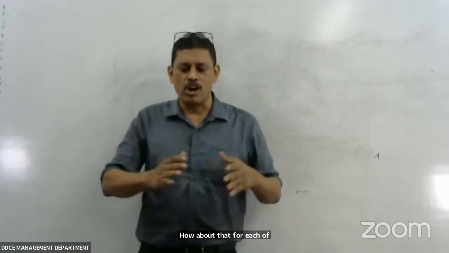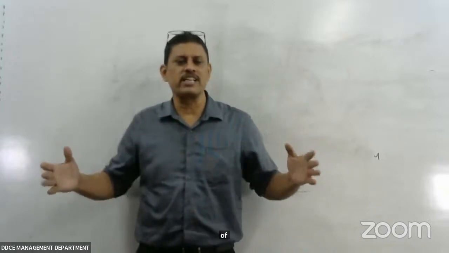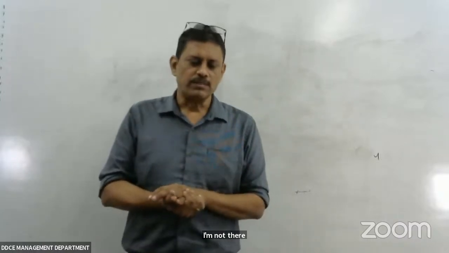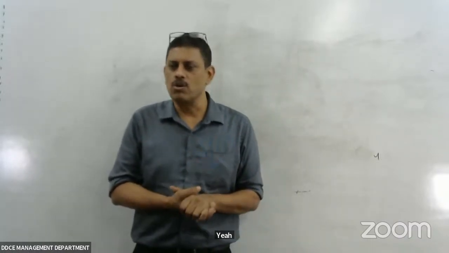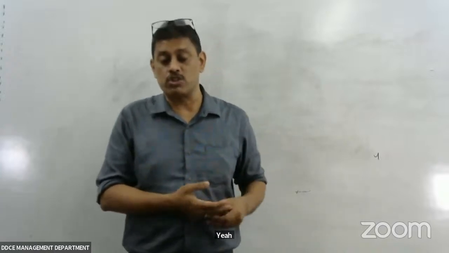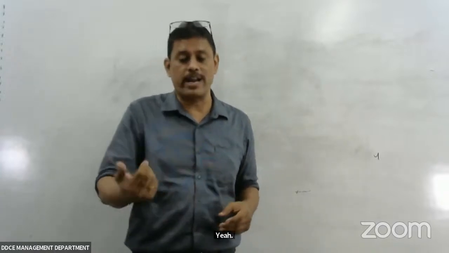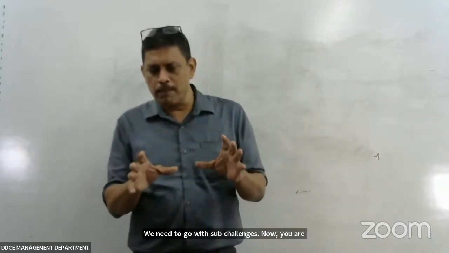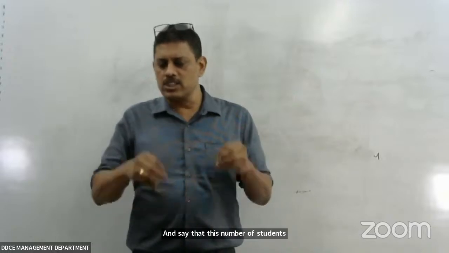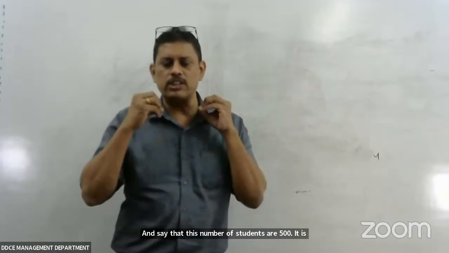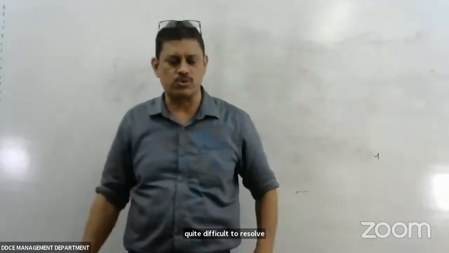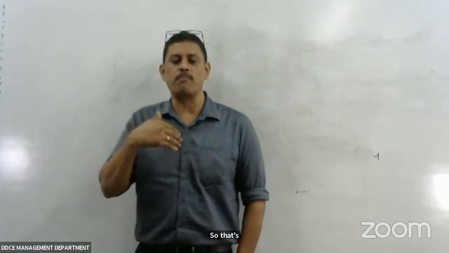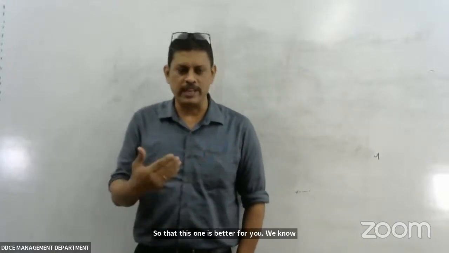Yeah, that is okay, sir. Constraints are there. So we need to go with such constraints and such challenges. How you are accepting such challenges, it all depends on you. And see, the number of students is 500. It is quite difficult to resolve 500 issues. Which one is better for you, we know better than you, so we are doing accordingly.